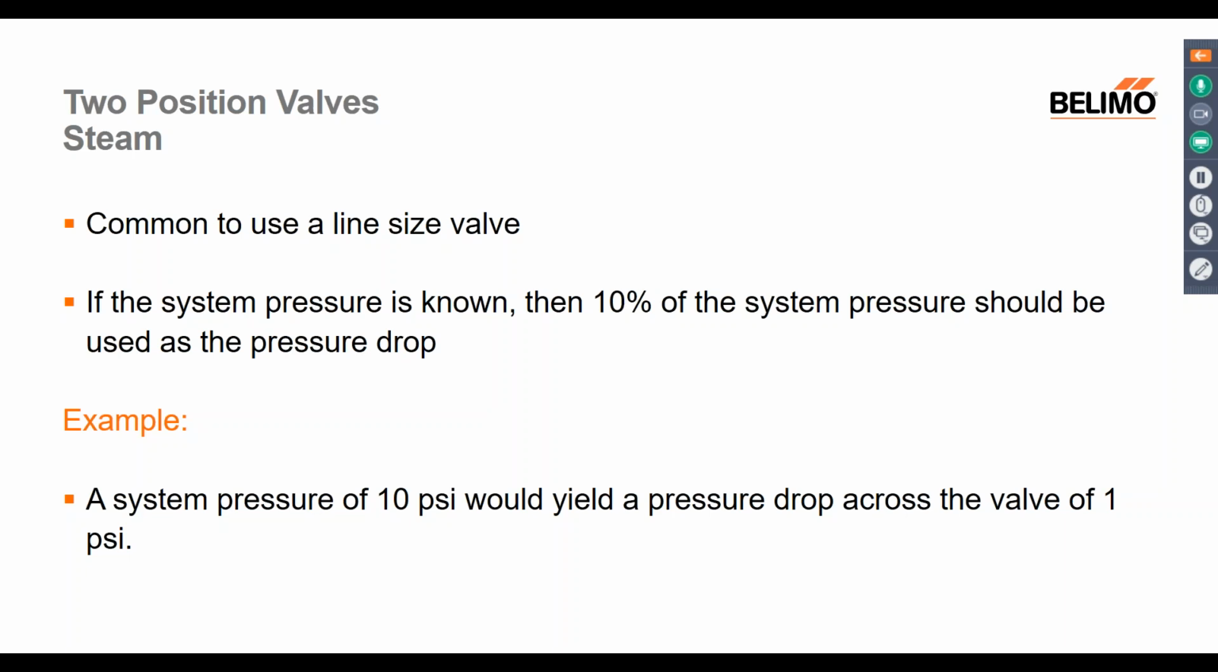A system pressure of 10 would take a 1 pound drop. It's as simple as that. And again, there's formulas that you can go through the exercise if you would like, but there's calculators that will do on, off, or modulating.